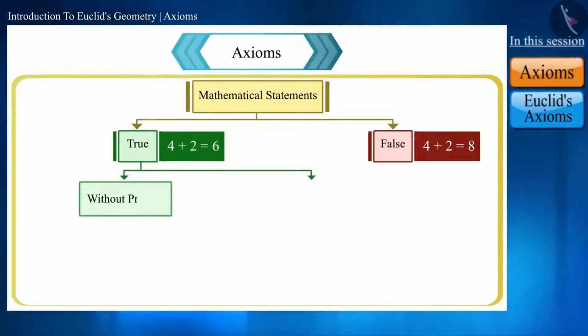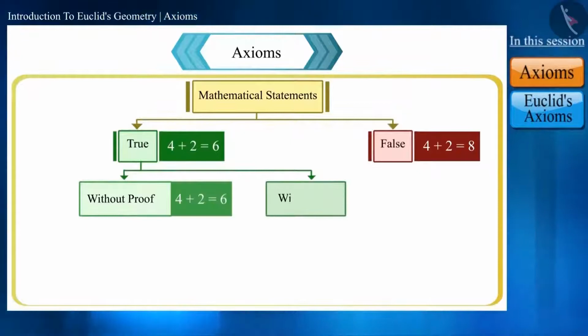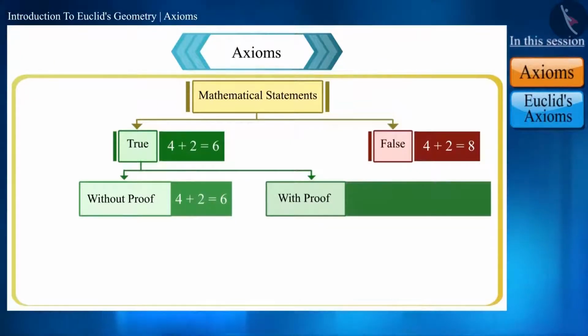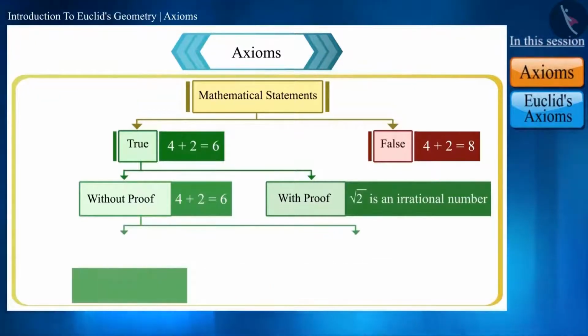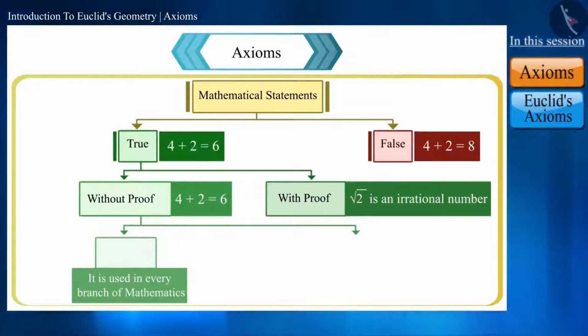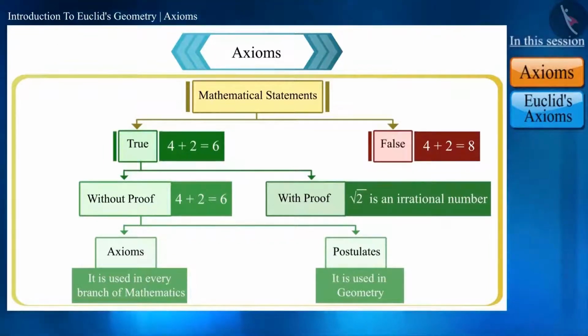First, that is assumed to be true without proving, that is universal truths, such as we saw, 4 plus 2 equals 6. And the second, which is proved by evidence. For example, the square root of 2 is an irrational number. And it also has two classes. First, which is used everywhere or generally in every branch of mathematics. It is called axioms. And the second, which is particularly related to geometry, is called postulates. We will discuss the postulates in detail in an upcoming video.